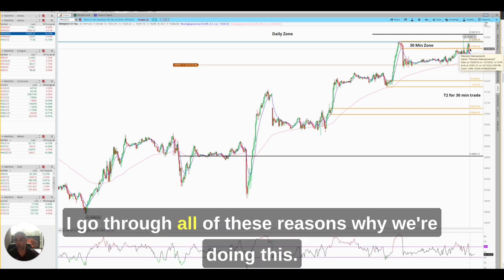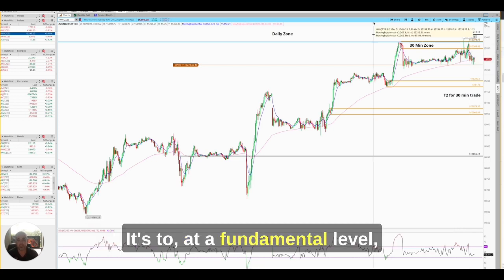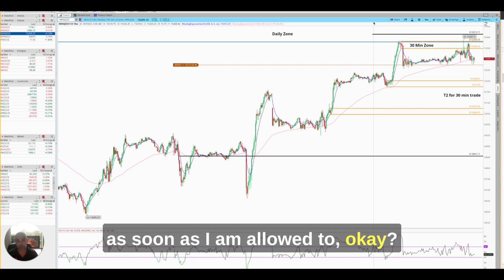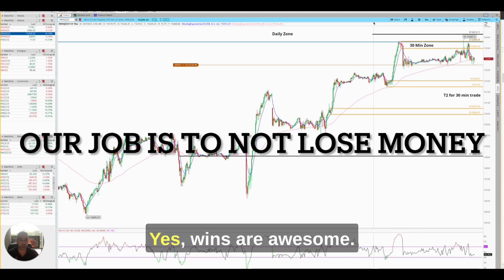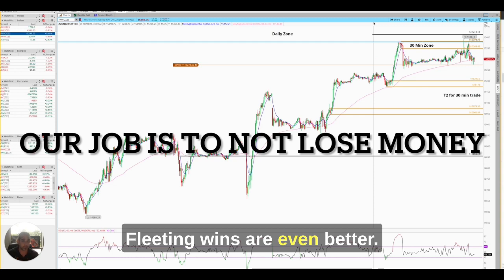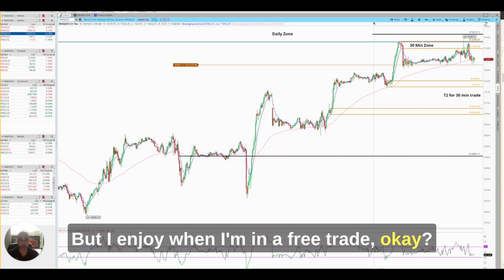I go through all of these reasons why we're doing this. Our job as traders is not to predict the future, it is, at a fundamental level, to reduce as much risk as possible. So I move my stop to break even as soon as I am allowed to, okay? Because my job is to not lose money. Yes, wins are awesome. Fleeting wins are even better. But I enjoy when I'm in a free trade, okay?